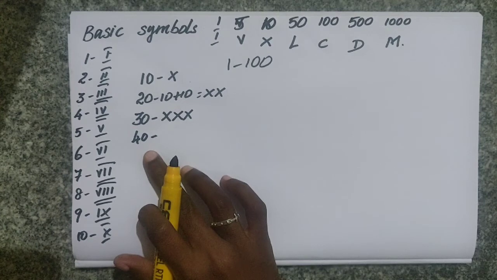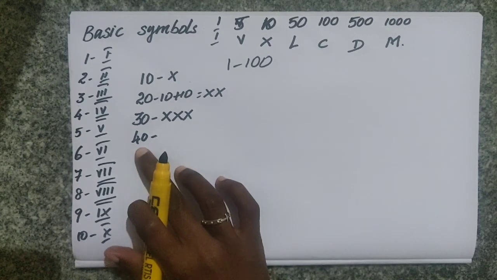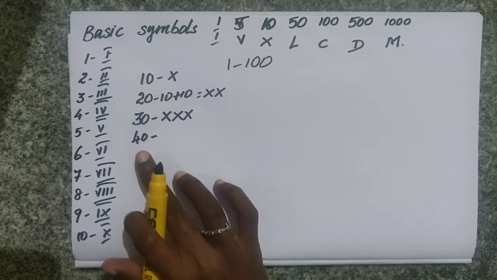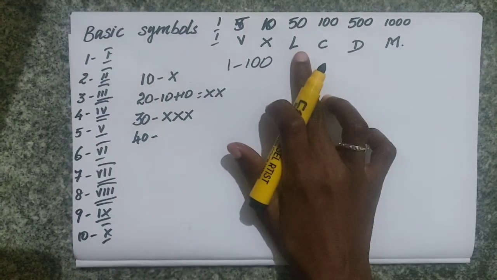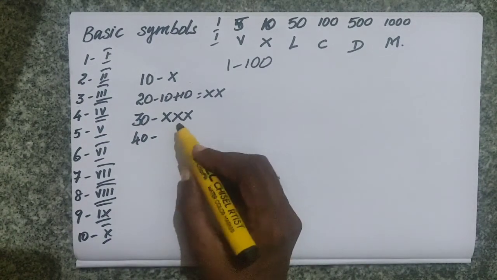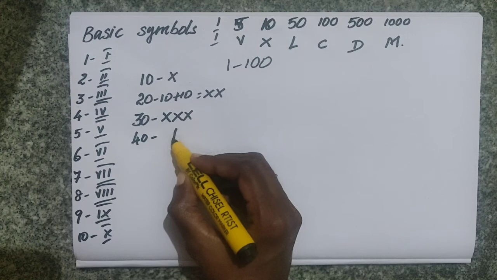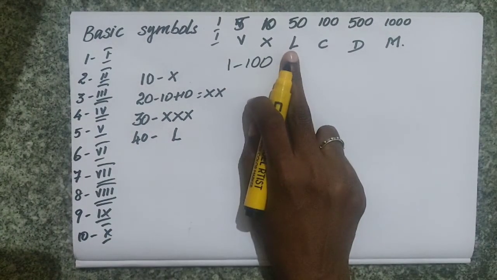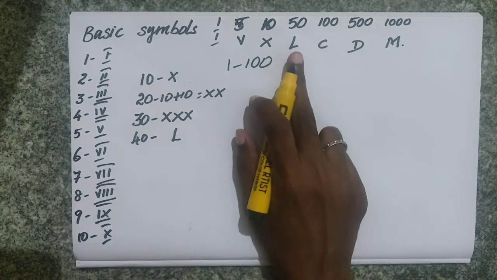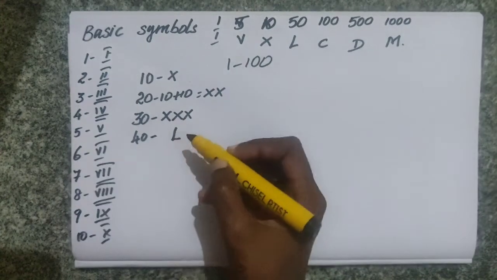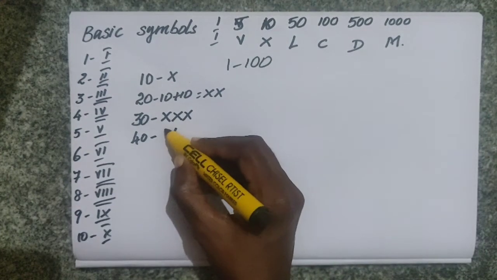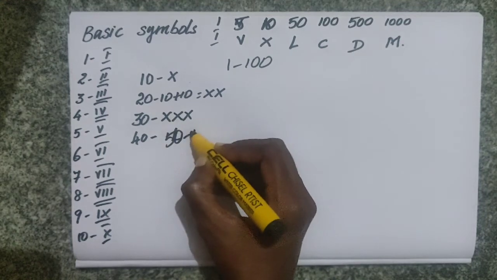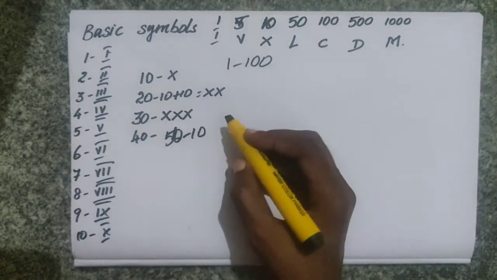To subtract you have to go to the next higher number. The next higher numeral after 40 is 50. So 50 is L. From 50, what if you do? You have to minus 10, and you will get 40. So 40 is 50 minus 10. Then only you will get 40.